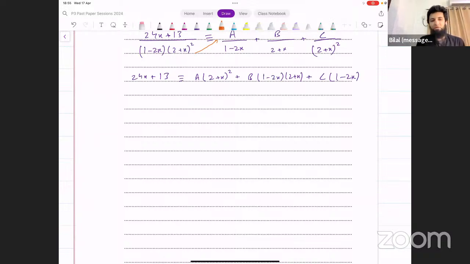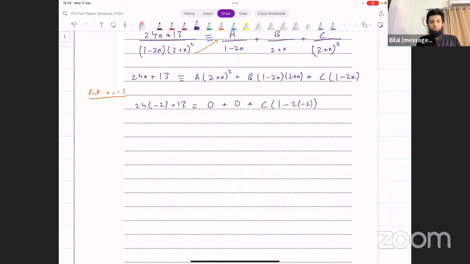So what you do is you put some values of x. You can make this bracket 0. How do you do that? You can put x equals minus 2 to make this bracket 0. What that does is that leaves you with 24 into minus 2 plus 13. On the other side, you have A into 2 plus x whole squared. When you input x equals minus 2, this term gets eliminated. You have 2 plus x here as well. This term will also get eliminated. And the last term, you have c into 1 minus 2 into minus 2. And that's going to give you the result.